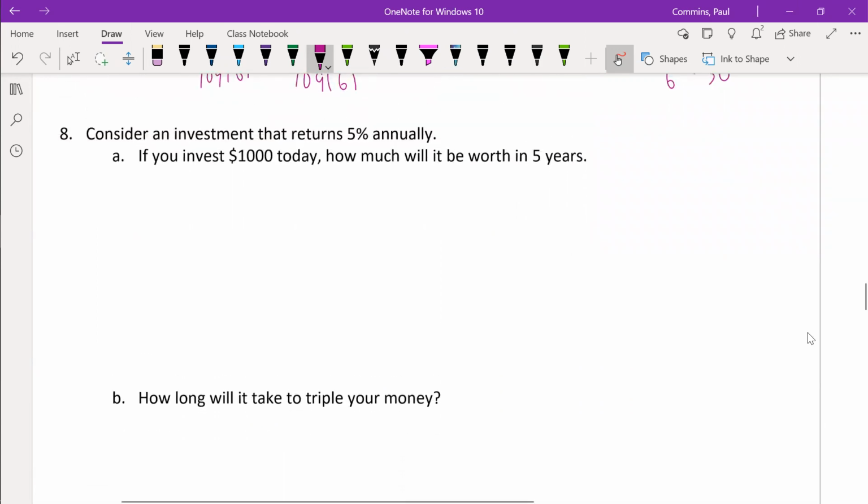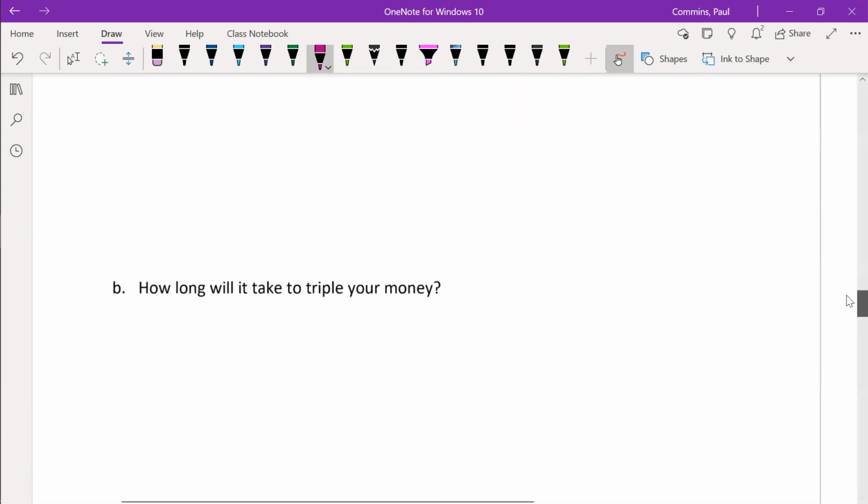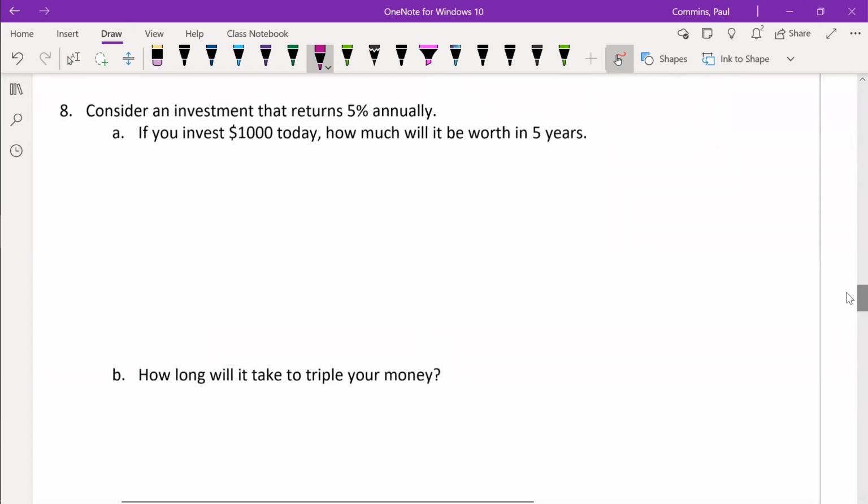All right, consider an investment that returns 5% annually. If you invest $1,000 today, how much is it worth in 5 years? This one's just a direct plug-in. It's basically meant to set up the second part. So hopefully this will be trivial for everyone. We'll do it in green to represent the money.